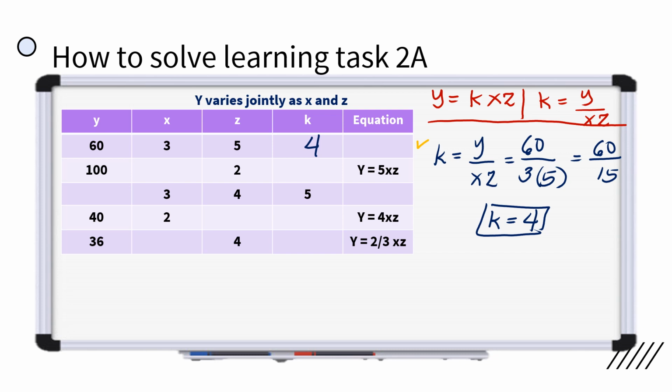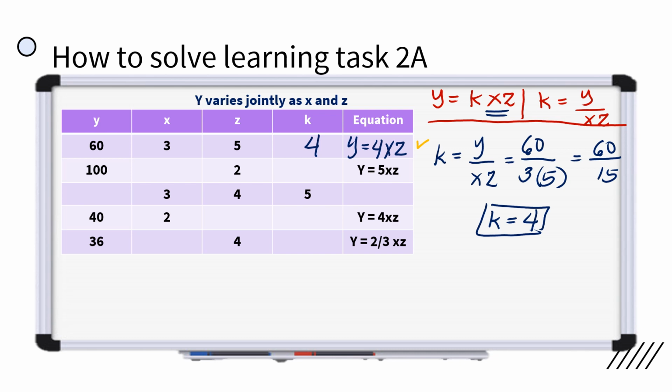And for the equation, we simply substitute the constant. So y is equal to, ang ating constant ay 4. Then you write x and z. So that is our equation for the first line. So dun tayo sa second line.